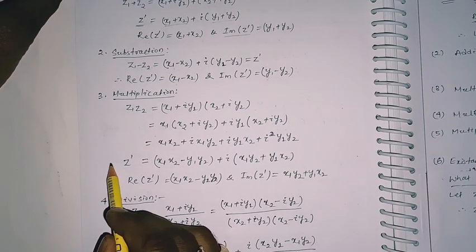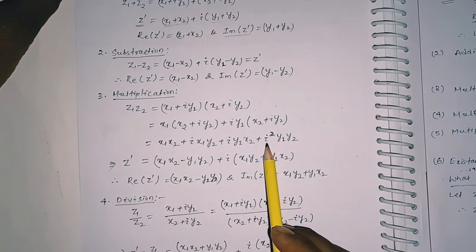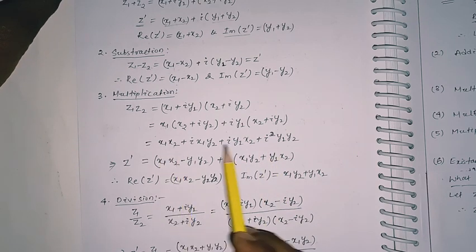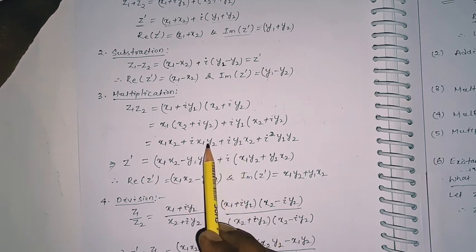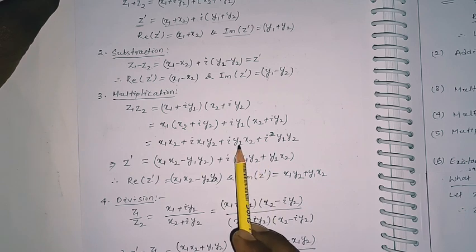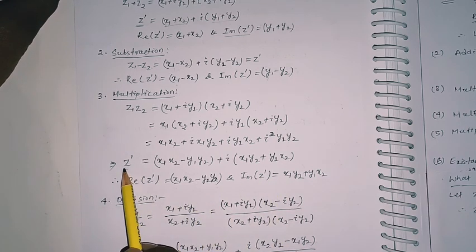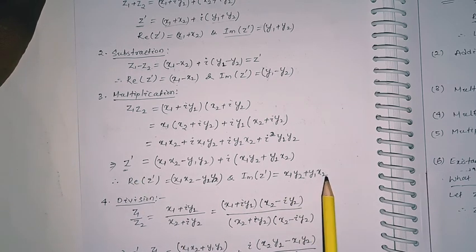So that implies z dash will be equal to x1 into x2, and here iota square or i square is nothing but -1. So x1 x2 minus y1 y2, plus, since i is common in these two terms, i times x1 y2 plus y1 x2. So the real part of this new complex number z dash will be x1 x2 minus y1 y2, and the imaginary part will be x1 y2 plus y1 x2. Very easy.